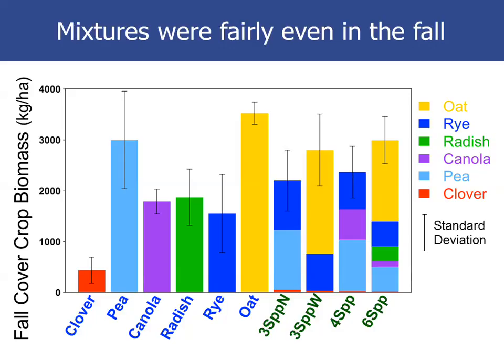We have a good complement of the biomass from all the species we planted, with the major caveat that we didn't get much in the way of red clover biomass. It's down here, highly suppressed in our mixtures.